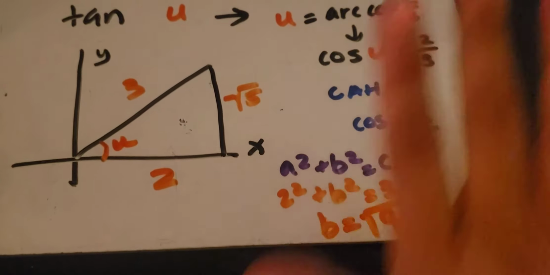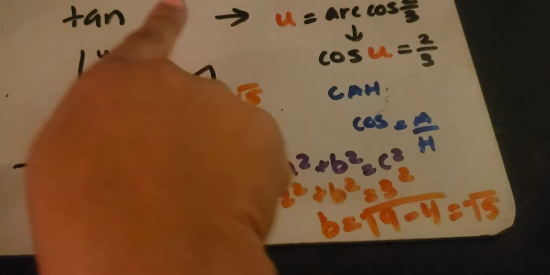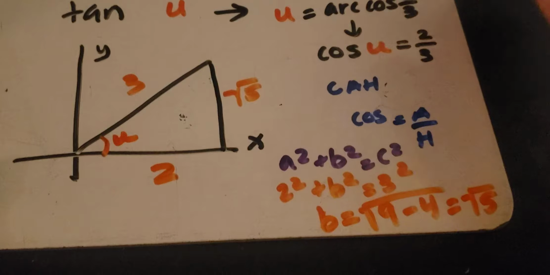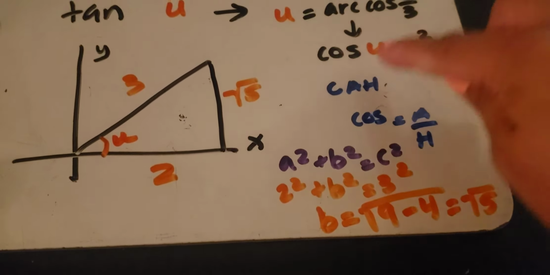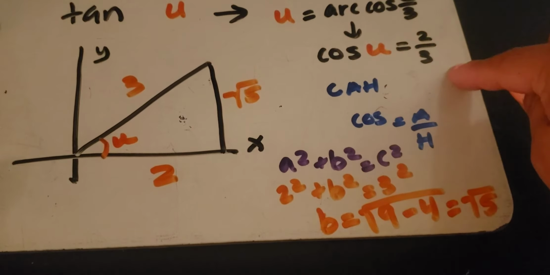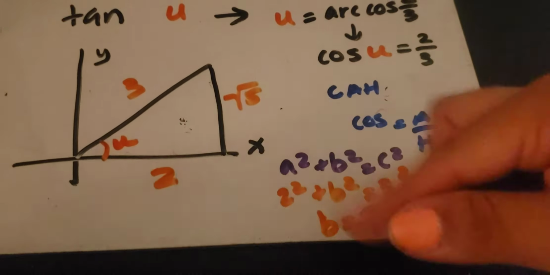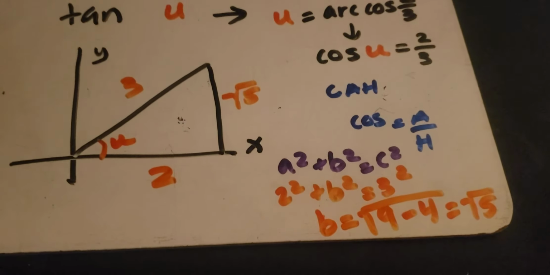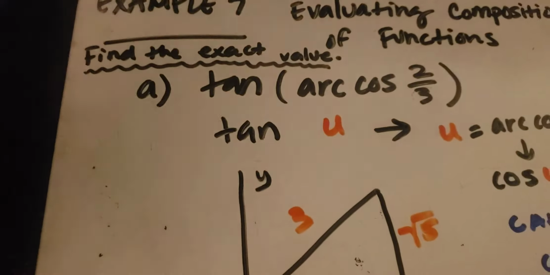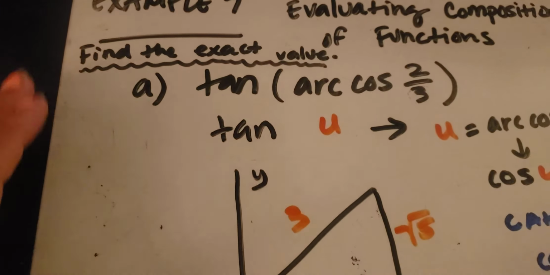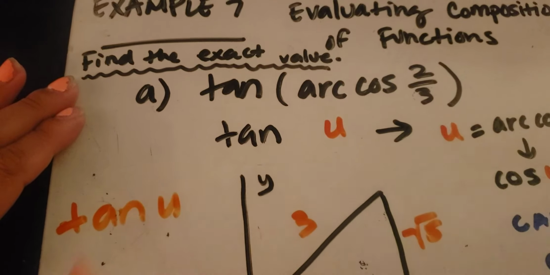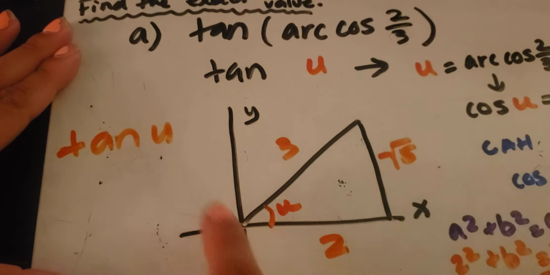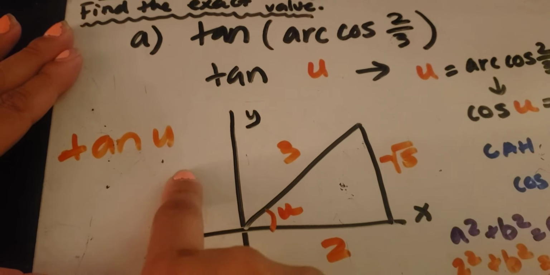So now we know that inside here, u is the same as saying arc cosine of 2/3, and we know that cosine of u is 2/3. Okay? So here we go. Next step, I'm going to move my board. So if you recall, we have tangent of u. Now I'm going to use this triangle right here to help me find tangent of u.